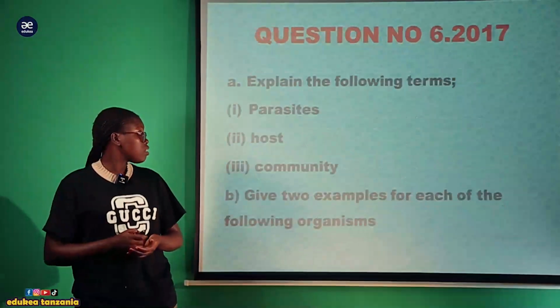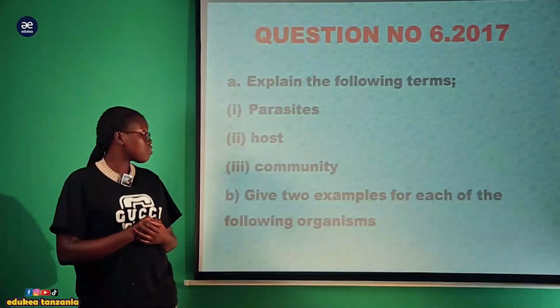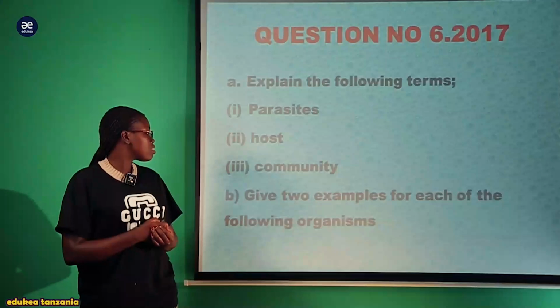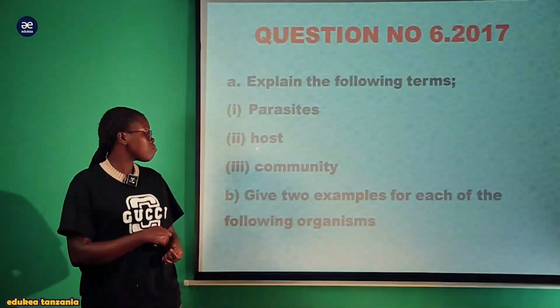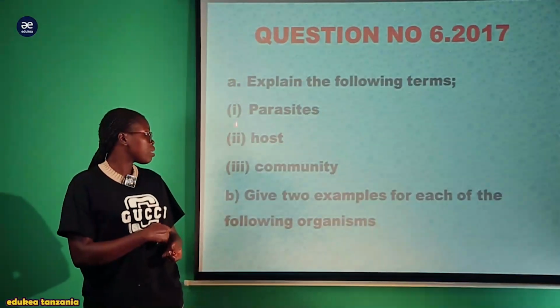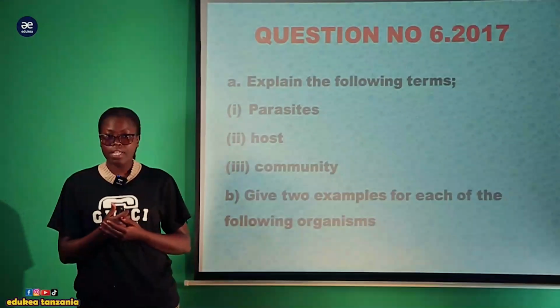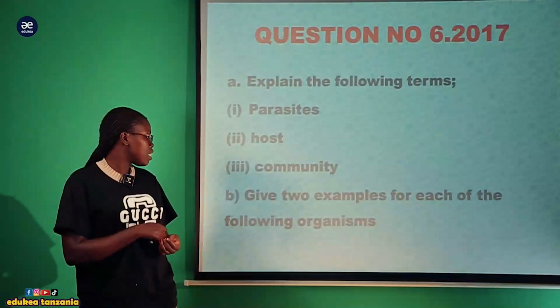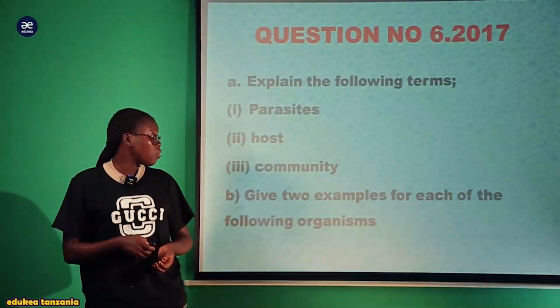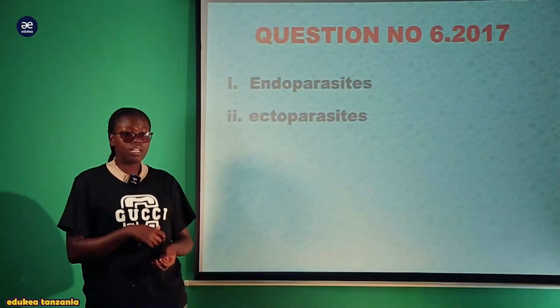And another question is question number 6 for the year 2017. And the question states: explain the following terms. Roman A, parasites. Roman B, host. And the last one is community. This is question 6 for Roman A. And the Roman B stated that give 2 examples for each of the following organisms: endoparasite and ectoparasite.